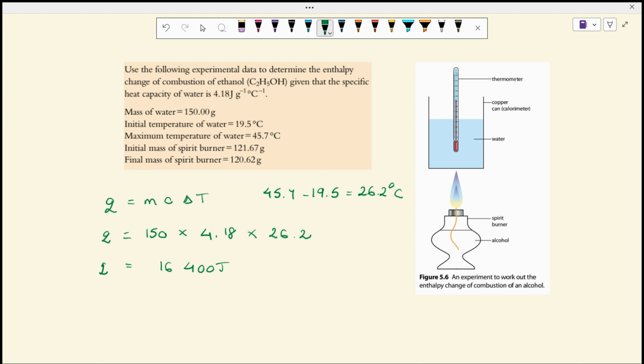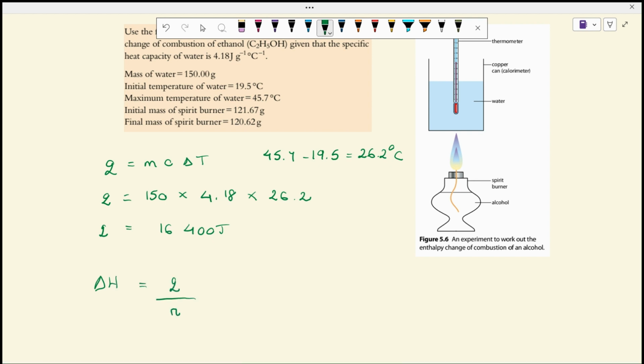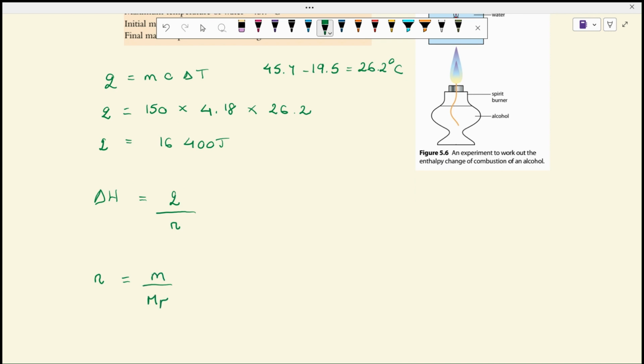So again, note that we are using the mass of the water, not the mass of the ethanol, because it's the water that we are heating here. You might know that in order to work out delta H, we do our Q divided by our moles. Now this will be our moles of ethanol, the number of moles of ethanol that we are burning. So let's work out the number of moles of ethanol. Well, moles is mass over Mr. So what's the mass of ethanol burnt? Well, that would be 121.67 minus 120.62 gives us 1.05 grams. So that's our mass.